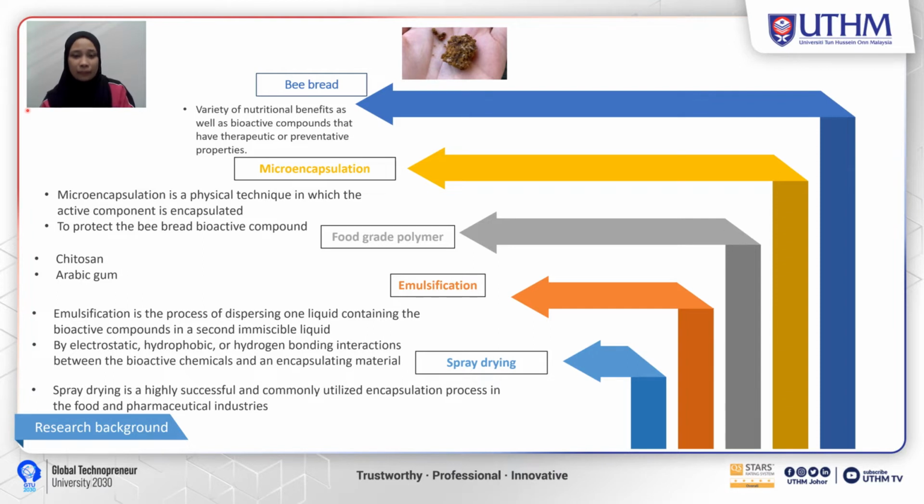Microencapsulation can be done by using the spray drying process. Spray drying is a highly successful and commonly utilized encapsulation process in the food and pharmaceutical industries. Before the beverage undergoes spray drying, it must undergo emulsification first. Emulsification is the process of dispersing one liquid containing the bioactive compound in a second immiscible liquid by electrostatic, hydrophobic, or hydrogen bonding interaction between the bioactive chemicals and an encapsulating material.